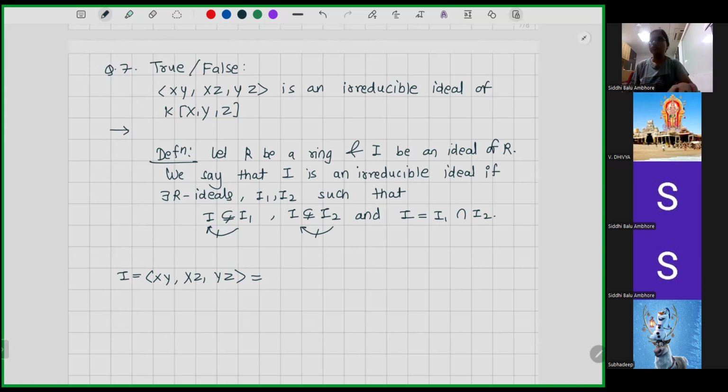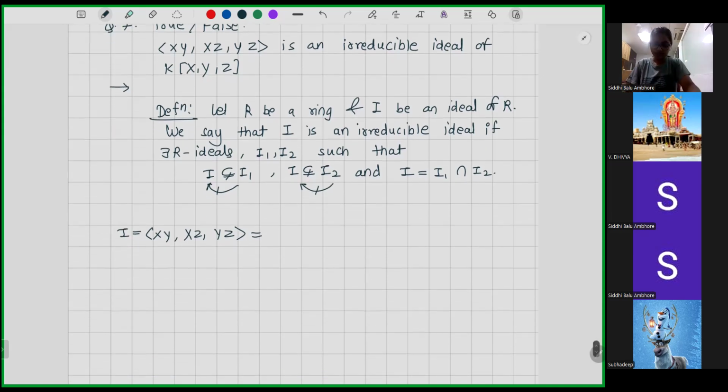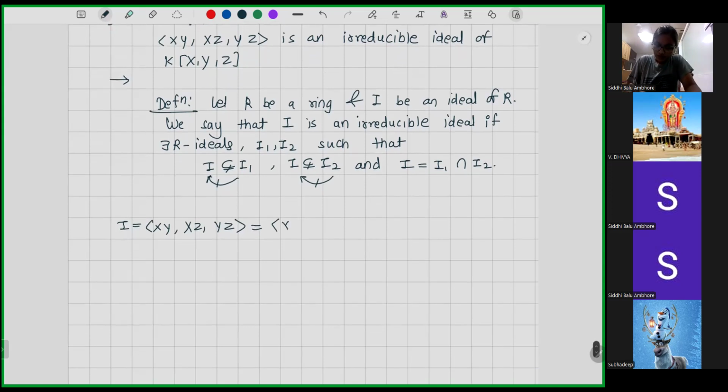Yes, exactly. So Subhadeep said that it is (x, z), yeah, (x, y). So we will just split as we did. You are saying (x, yz) intersection (xz, y). So you are splitting with respect to this element, I guess.